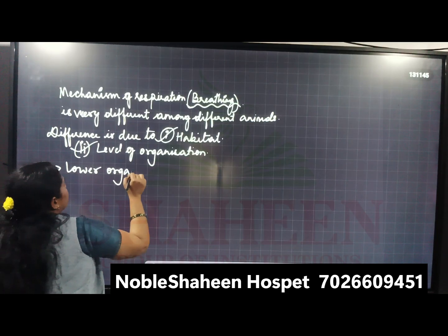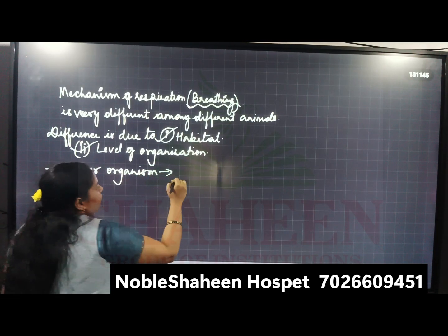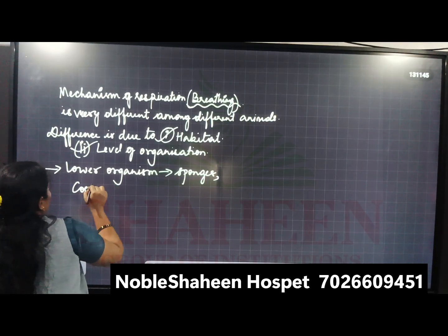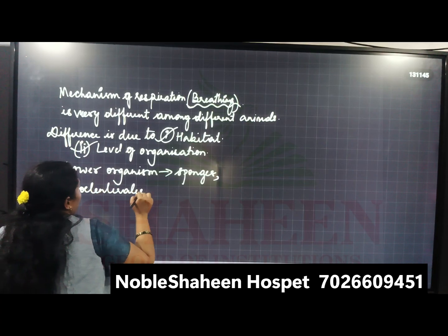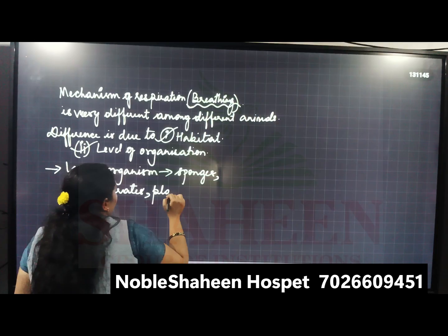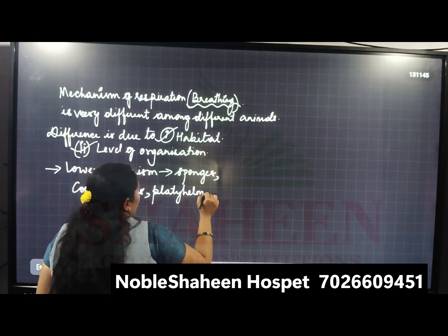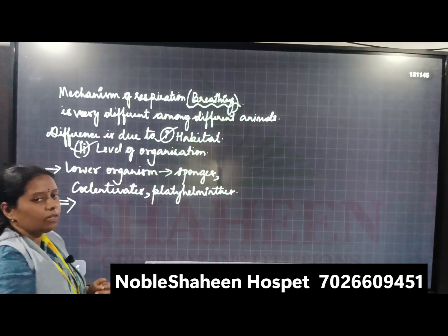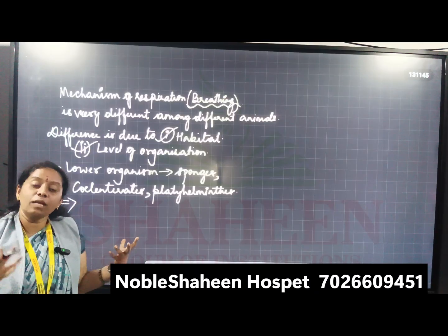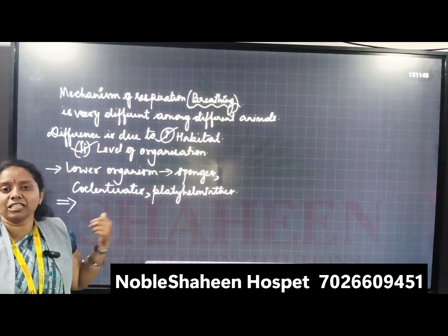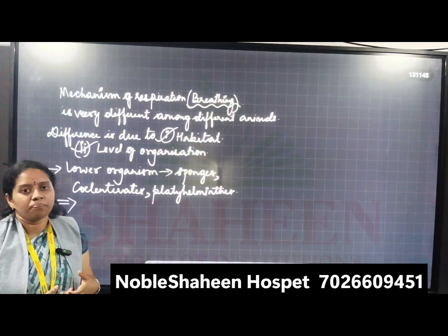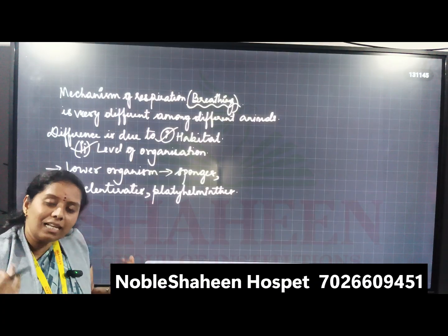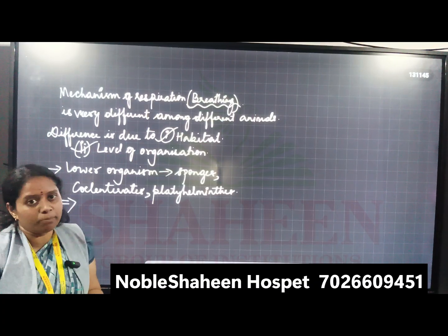On that case, the lower organisms, in the case of sponges or even coelenterate, platyhelminthes. So who is helping here in exchange of gases? Their entire body surface itself is helping them in exchange of gases. So how is this possible? Because of the simple process called as diffusion. So entirely their body surface itself is supporting for simple diffusion.